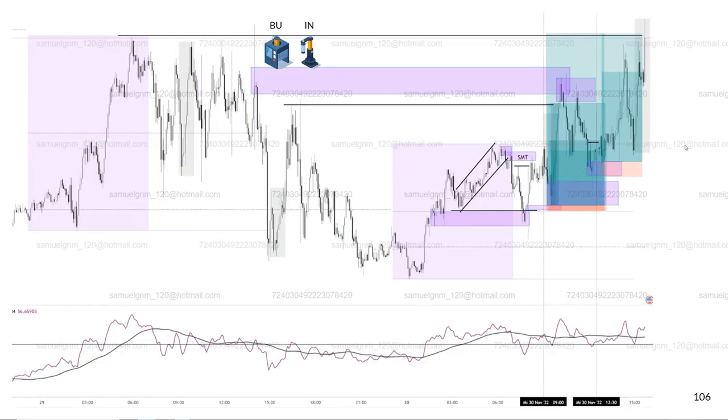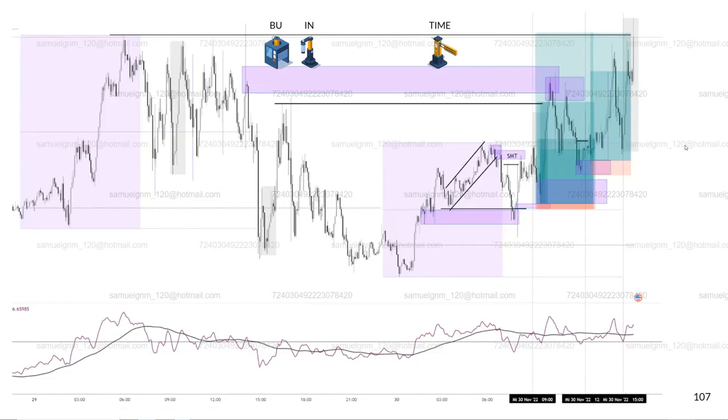Obviously, relevant break of structure, but what do we already see? What do we also have for our compass? Timing, right? So we already have 3 steps from the simplicity approach. We have the build up, the inducement, and the time. So now we can switch from the M5 to the M1 because now we want to play New York Cup trades, right? So from the M5 to the M1 we go.